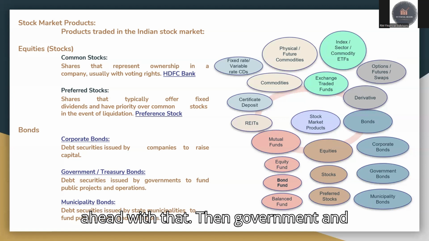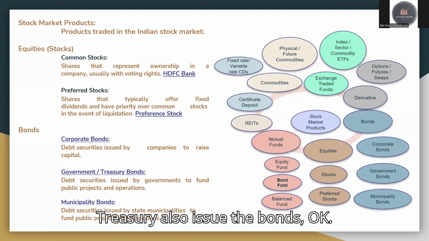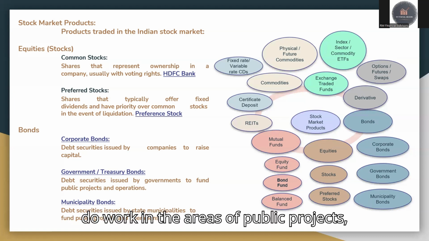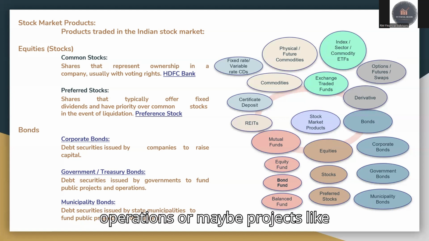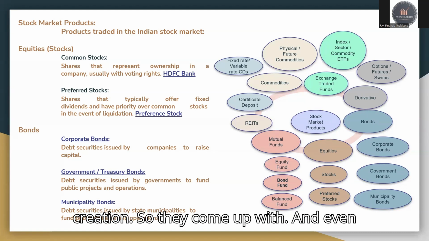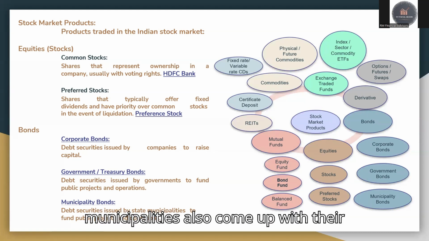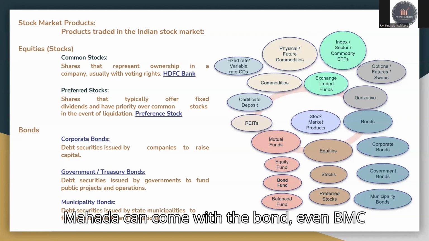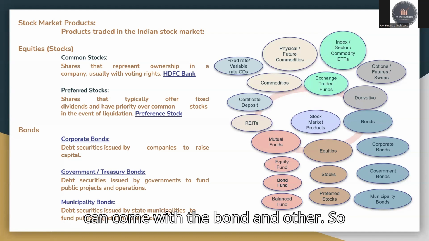Then government and treasury also issue the bonds. And why do they do that? Because they want to do work in the areas of public projects, operations, or projects like hospital creation, dam creation, or road infrastructure creation. So they come up with bonds, and even municipalities come up with their bonds, like MHADA can come with a bond, even BMC can come with a bond, and others.